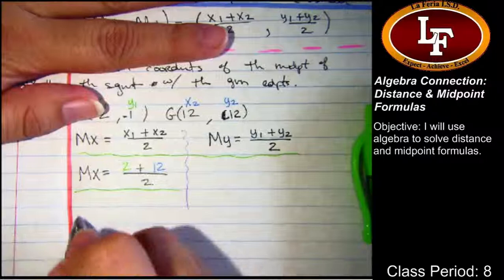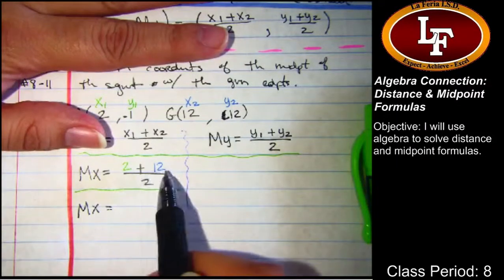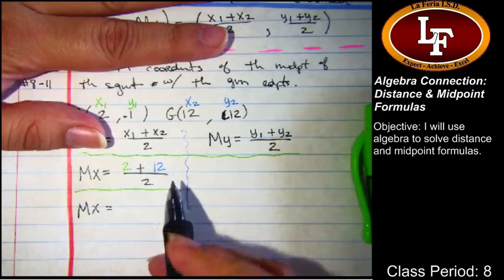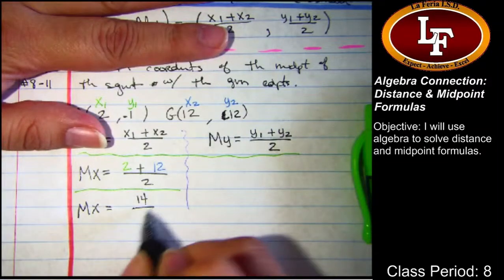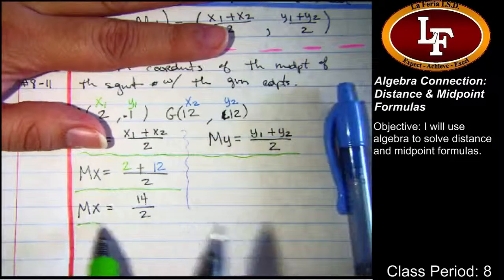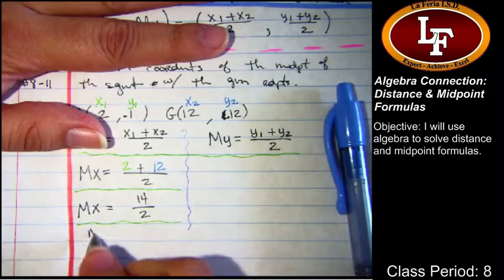All right, next thing I need to do is this 2 plus 12. Someone help? 14. Thank you very much, 14. And now I need to do this 14 divided by 2. Someone help? 7, thank you very much.